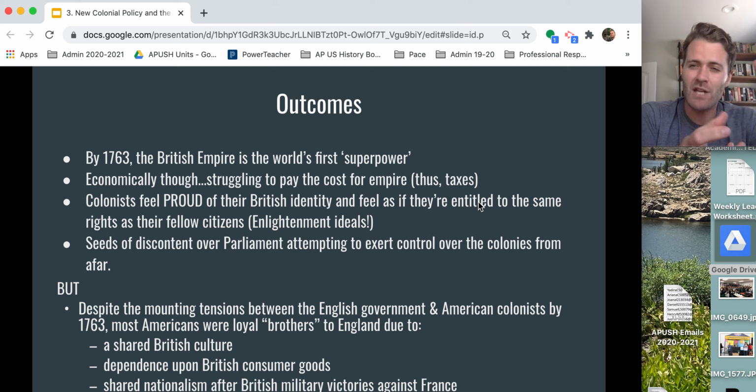Despite the mounting tension over this idea of parliamentary sovereignty, between the government and the American colonists, most Americans still see themselves as loyal like brothers to England, right? They see themselves as like equals to England, proud members of the British Empire, whereas the British look at it as here's England, here's the colonies. The colonies are saying colonies, England, we're the same. And this loyalty, this connection still comes from that shared British culture that we talked about last week, a dependence on British consumer goods that we've talked about the last 2 weeks, and this feeling of nationalism and pride after these military victories against the French.